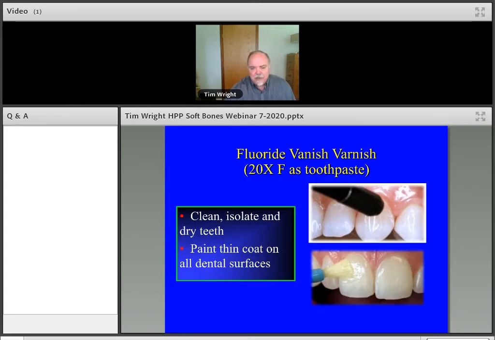Fluoride varnish, again, this is something that we do in the dental office, so it's very effective. We paint a very thin coat over the teeth, and you're using like a half a milliliter, just a tiny amount that covers it. And again, this has been shown to help prevent about 30% of cavities in a population. So you just clean them and dry them and paint it on there.